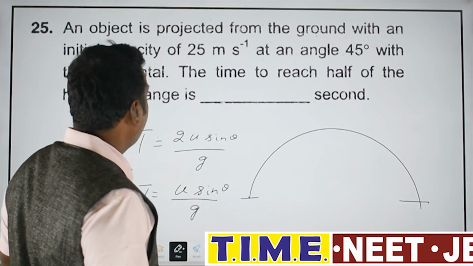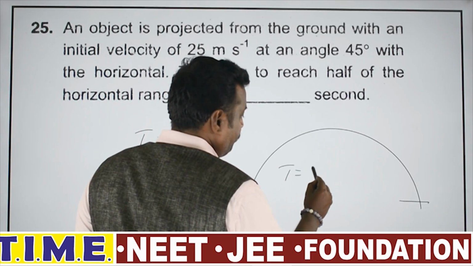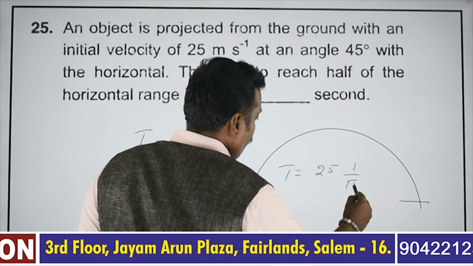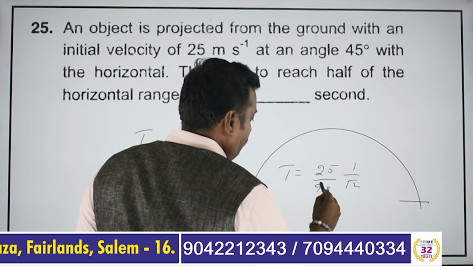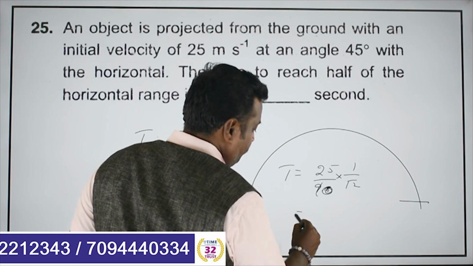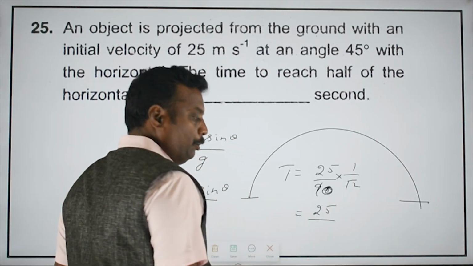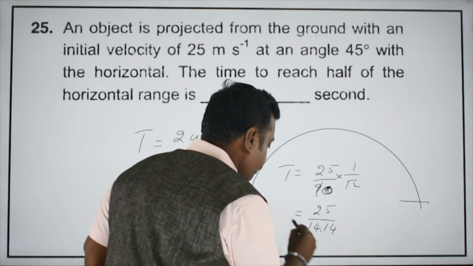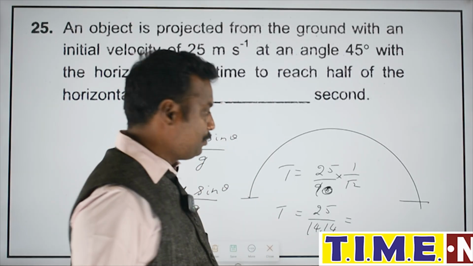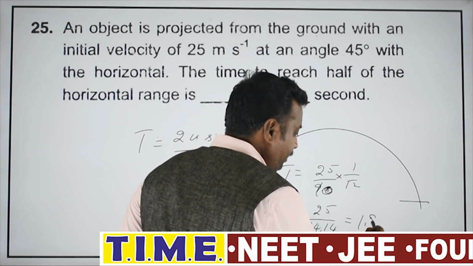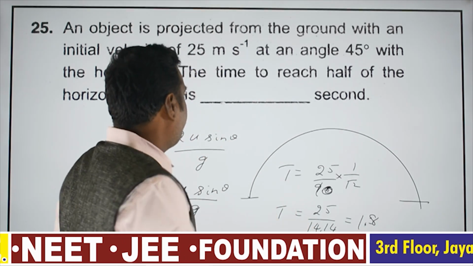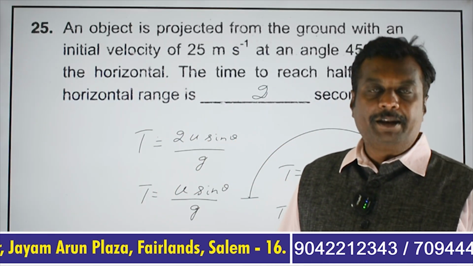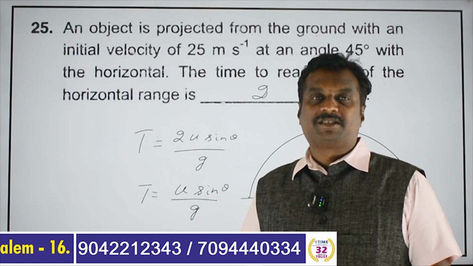So what is the value of u? U is 25. So t is equal to 25 into sin theta. Sin 45 is 1 by root 2, divided by g. G value is 9.8, approximately 10. So my answer will be 25 by 10 into root 2. Root 2 is 1.414, and 1.414 into 10 is 14.14. When I divide, it will be approximately 1.8 something. So we can round it off to 2 seconds. If decimals are allowed, put the 1.8 something; otherwise put 2. Right. So wish you all success and all the very best.